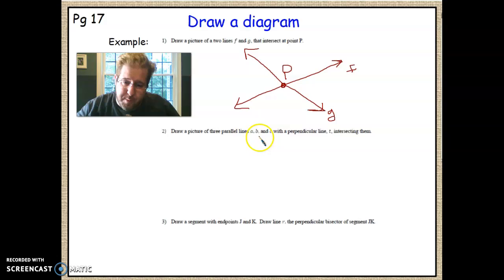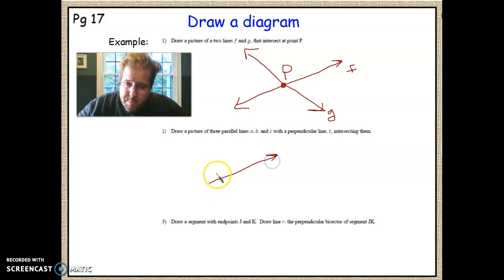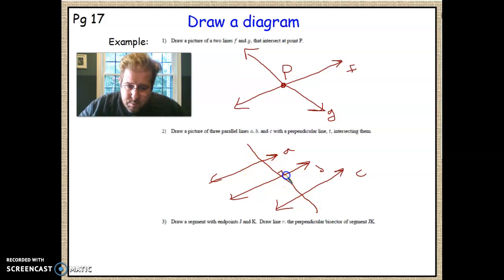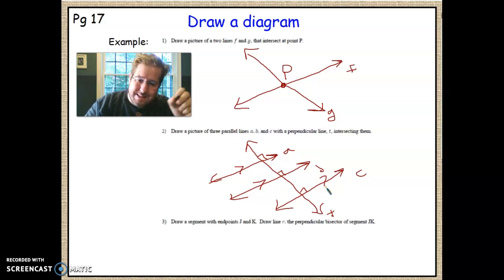Number 2 says draw a picture of 3 parallel lines A, B, and C with a perpendicular line T intersecting them. So 3 lines, we'll call this one A, we'll call this one B, and I'm going to try to make them look parallel, but honestly, looks don't really matter. Then we've got one that's perpendicular, and we do need symbols. So we've got perpendicular line T, and we're also going to put that parallel symbol for A, B, and C. Remember, it's all about the notation that proves what it is. Just because it looks parallel doesn't mean it's parallel, but having that symbol proves that it's parallel.